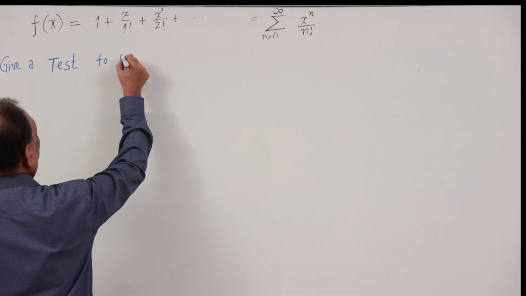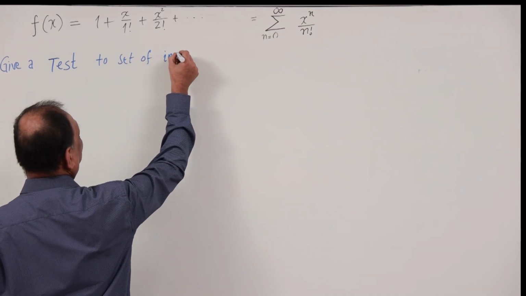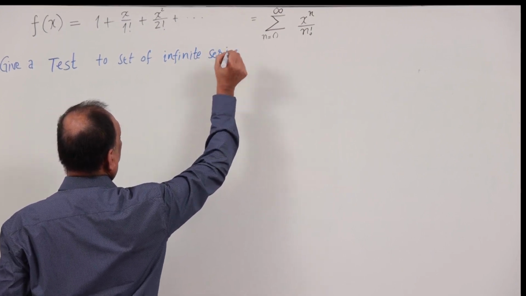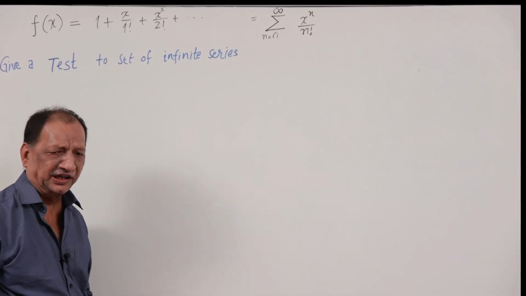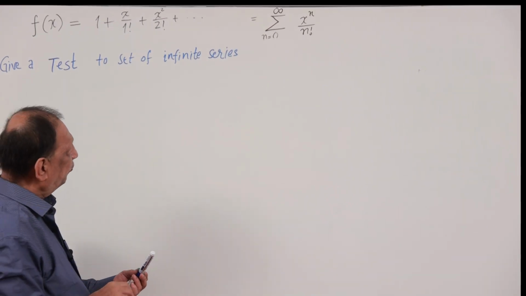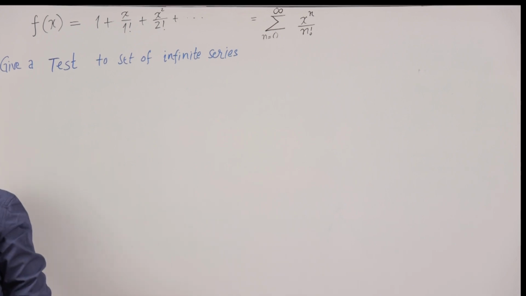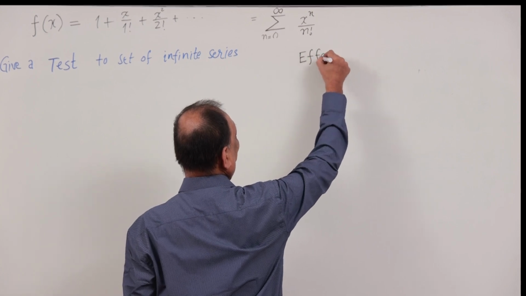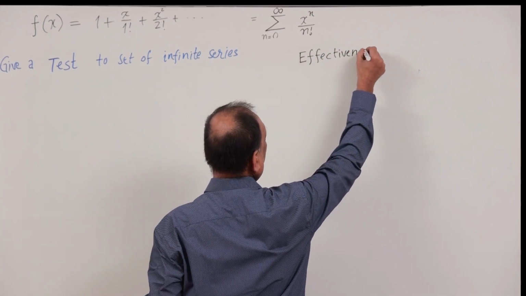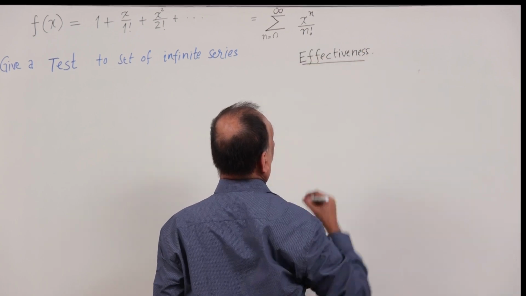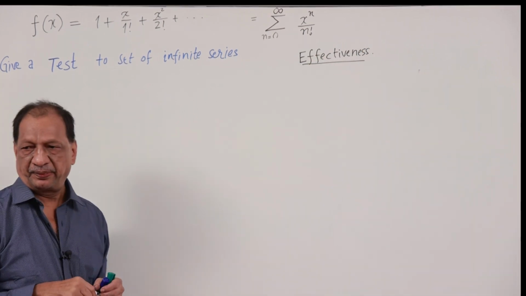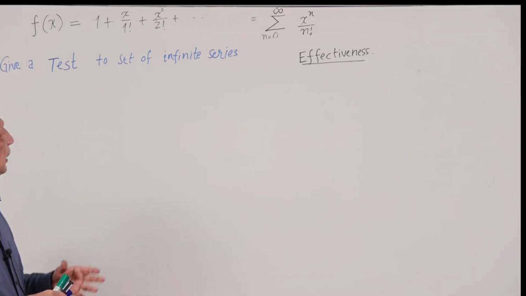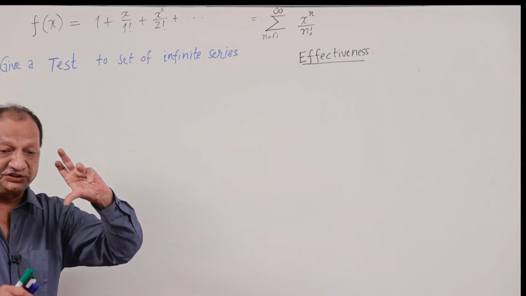to a set of infinite series as candidates, I can give a test to 10 infinite series or 100 infinite series and so on. So what I am really discussing right now is the effectiveness of the test. Is that a good test or a bad test? That's what I am actually looking at now. How do we decide that? How is that a good test or a bad test?